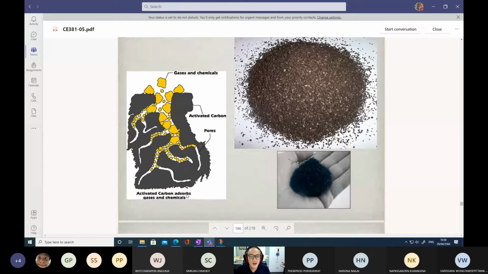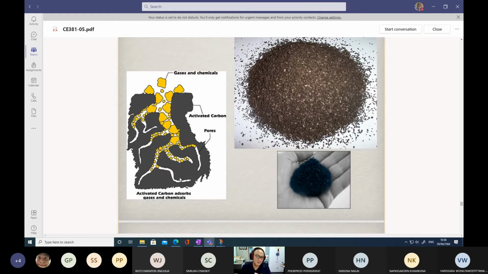Okay, so this one is the photographs of the activated carbon. Activated carbon is totally different from the charcoal. Charcoal is also 100% carbon, but it may not have a very high, very large surface area like the activated carbon. Activated carbon is very porous, and in terms of the surface area with respect to the volume, it's very large. So it has lots of capacity to adsorb the pollutants or the contaminants.